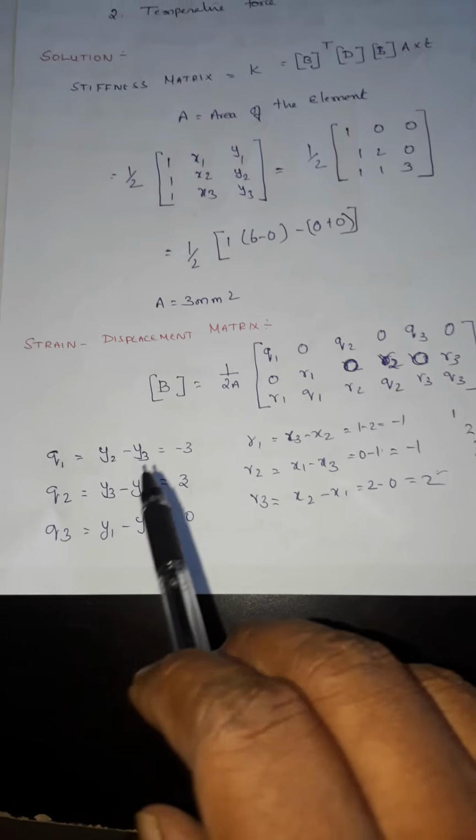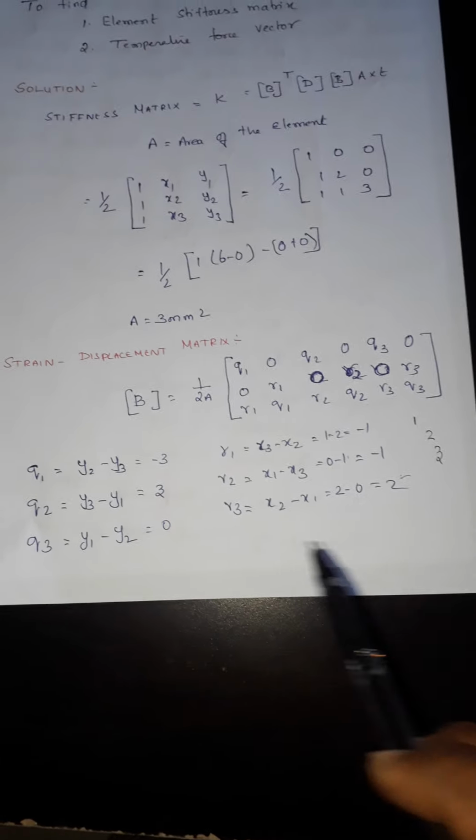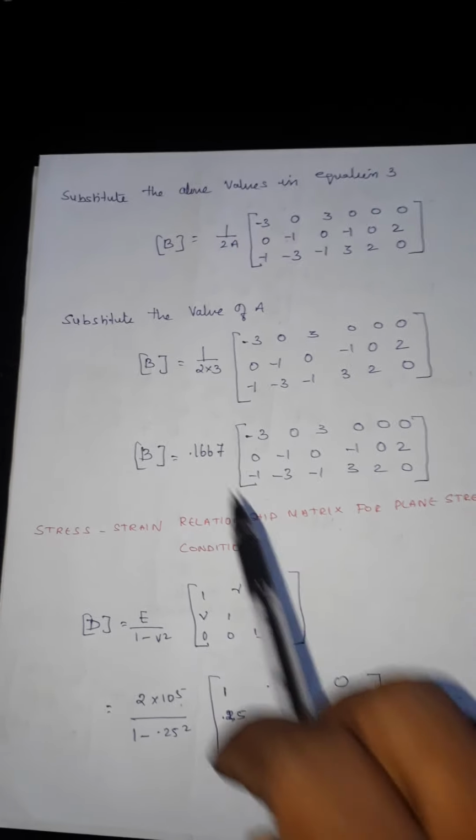Now how can I find R1? It is exactly opposite. Here Q1 is y2 minus y3, so R1 is x3 minus x2. Once you know how to find Q, just put the reverse of that for R1, R2, R3. These values should be substituted here. I have substituted these values and the area 3, and I got this value.